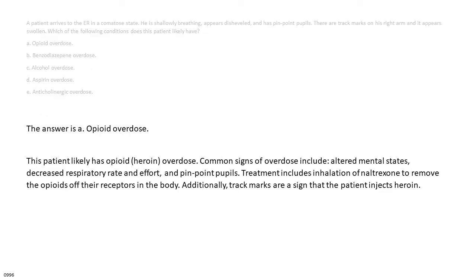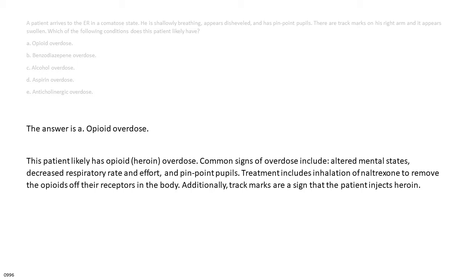The answer is A. Opiate overdose. This patient likely has an opiate, heroin, overdose. Common signs of overdose include altered mental states, decreased respiratory rate and effort, and pinpoint pupils.